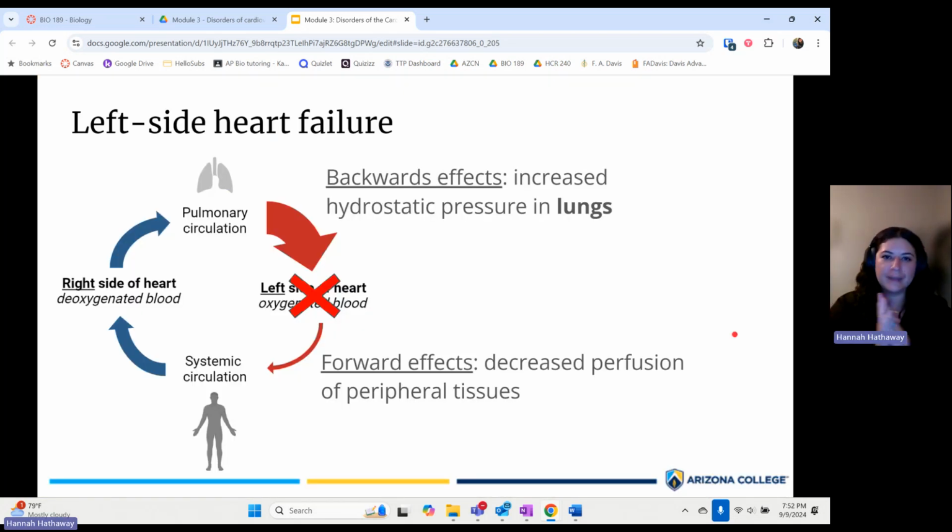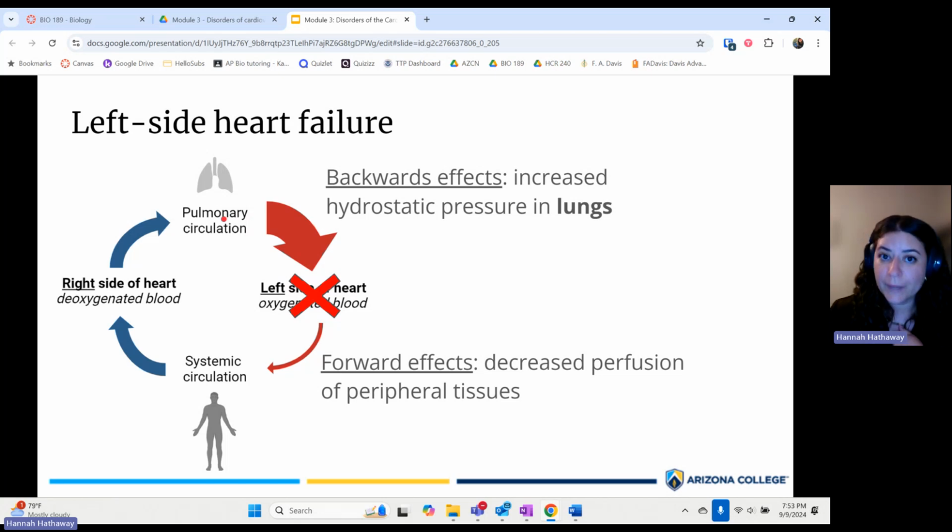Okay, so let's talk about signs and symptoms of left side heart failure. So we're talking about the left side of the heart. It is not working as effectively. That means there's a dam in the left side. Where is that blood backing up? Where is it pooling? It's backing up into the pulmonary circulation, because that is the step backwards. That is the step right before the left side of the heart.